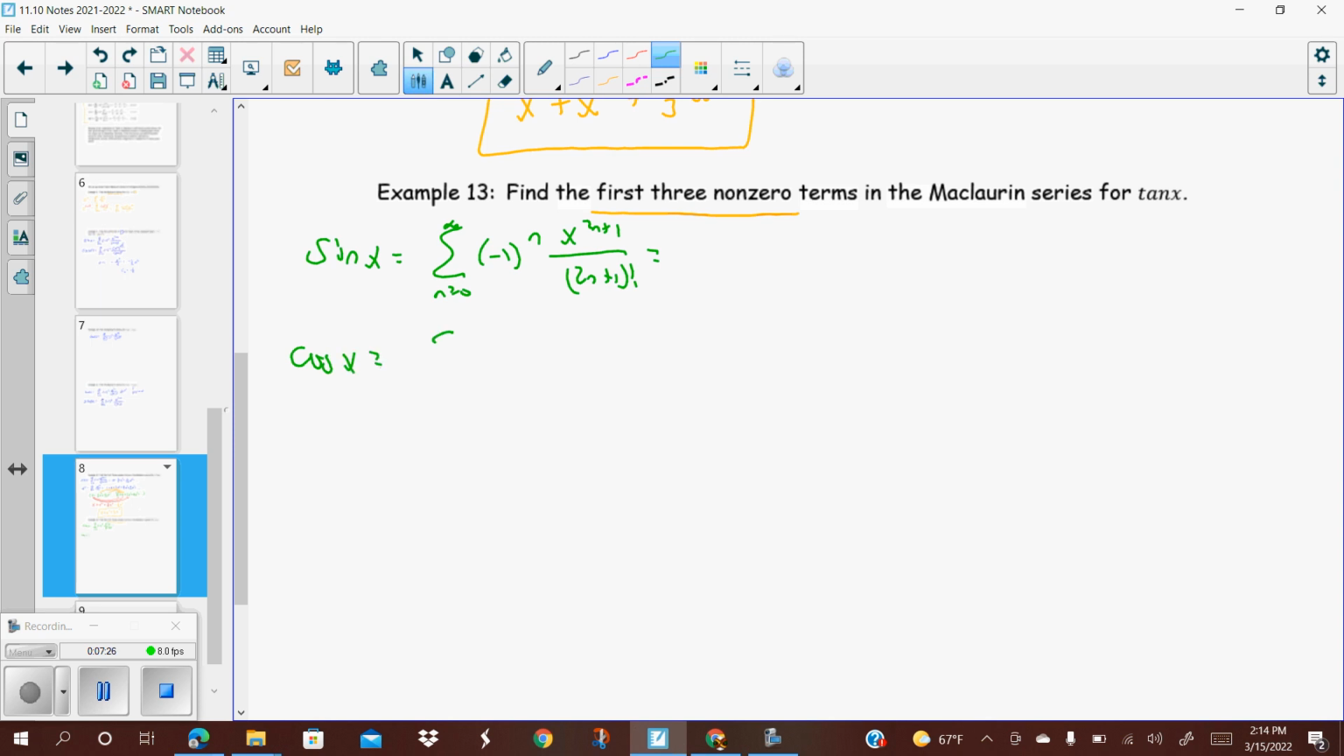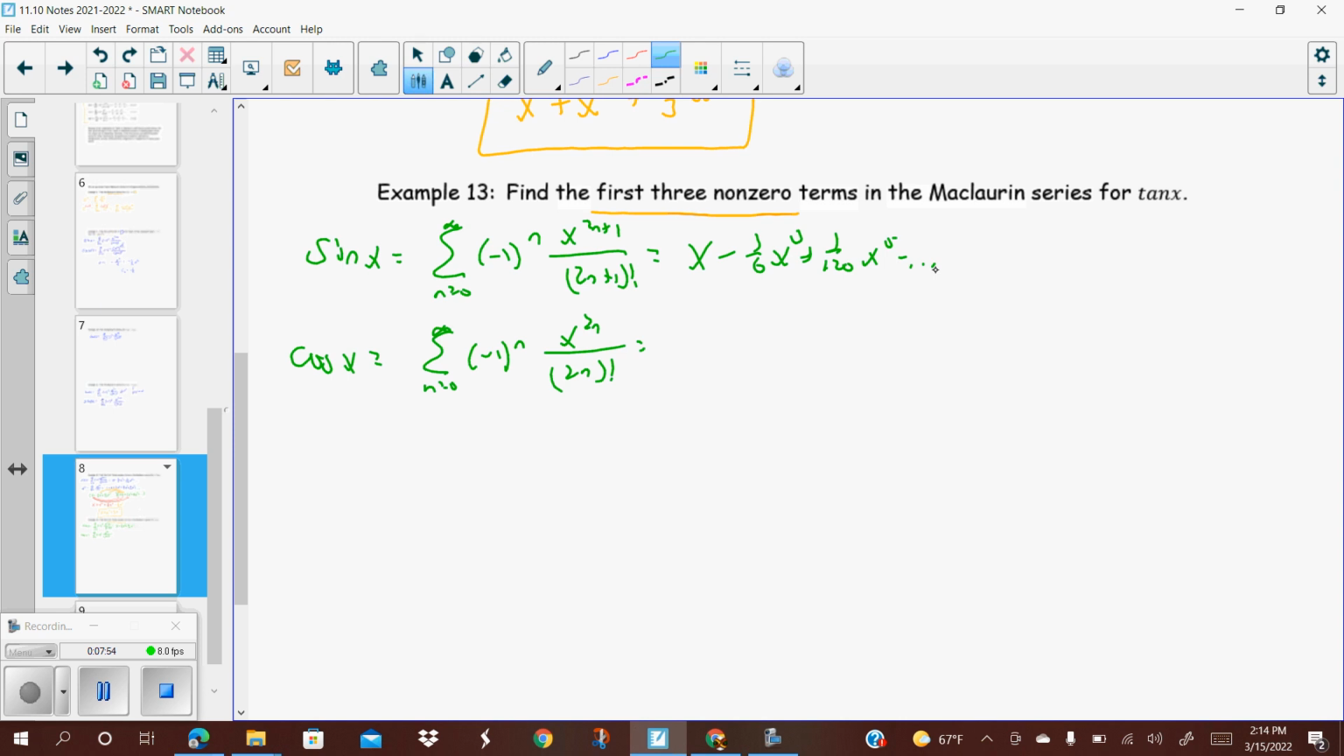Cosine of x is the derivative. It's also the even one, so if that helps to memorize it, that's x to the 2n over 2n factorial. And we'll write out the first so many terms there. So let's see, we've already done the sine of x one at the top. That was x minus 1/6 x to the third, plus 1 over 120 x to the fifth, and so on.